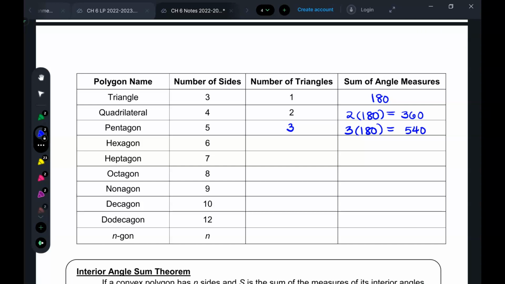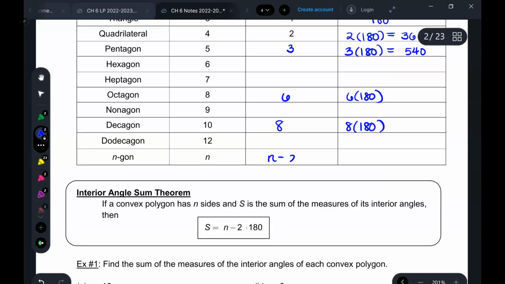Let's skip down to, let's say, an octagon. If there are 8 sides, how many triangles would you think? So it would be 6 times 180. Let's jump down to 10. If there are 10 sides, 8. So we would have 8 times 180. So let's say n minus 2. No matter what, if we have n number of sides, we have n minus 2. So we have n minus 2 times 180 as the sum of the interior angles.